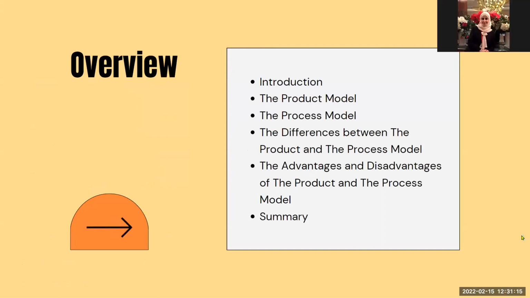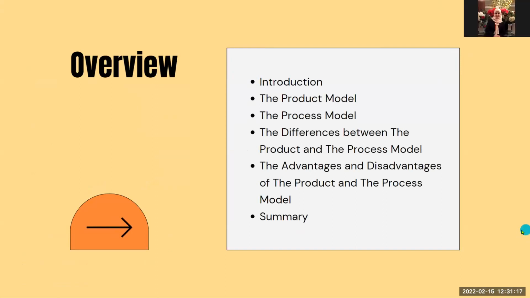Okay, to start off, we'll look at the overview of our presentation. First we will do the introduction, and then we will explain about the product model and the process model as well. And also we will be explaining about the differences between the product and the process model, and also about the disadvantages and the advantages of both the models. And finally, we will talk about the summary, which is the conclusion.